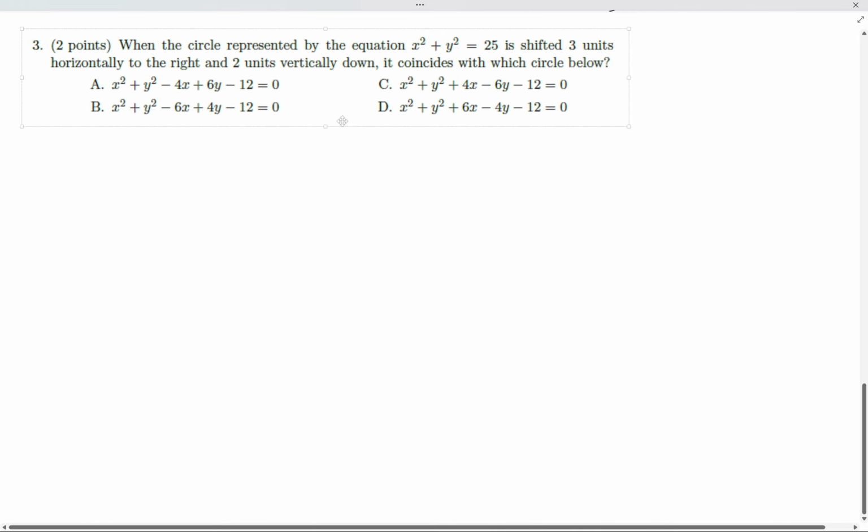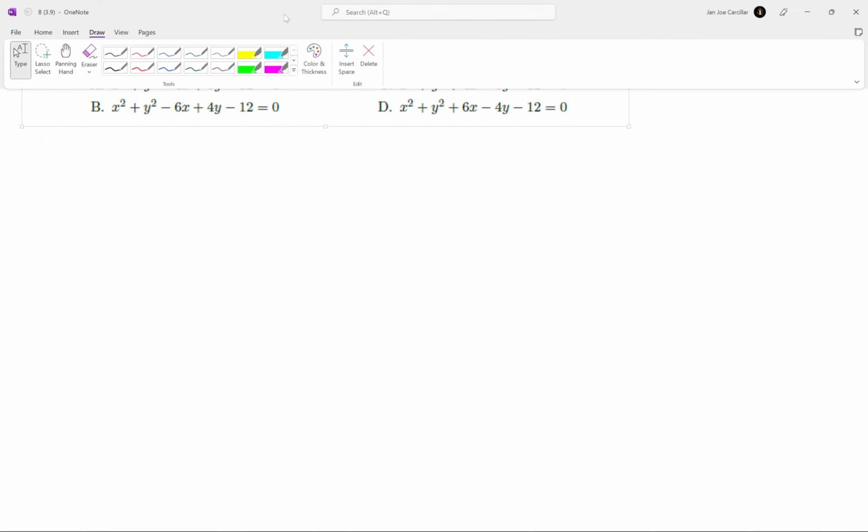Okay, now let's move on to question number 3. And again, let me just take a screenshot of the question. Okay, for question number 3. When a circle represented by the equation x squared plus y squared is equal to 25 is shifted 3 units horizontally to the right and 2 units vertically down, it coincides with which circle below?